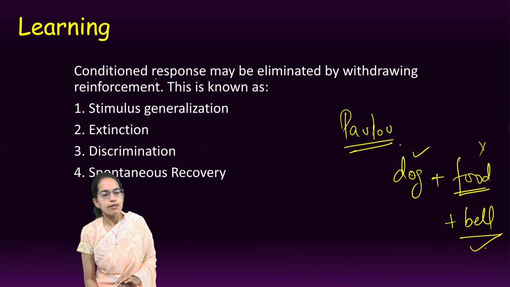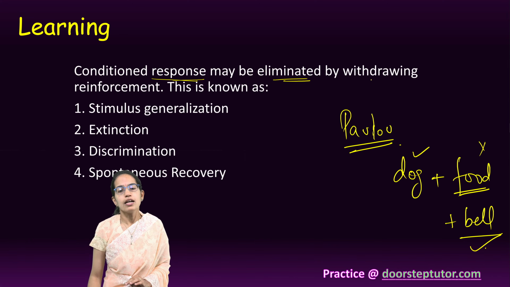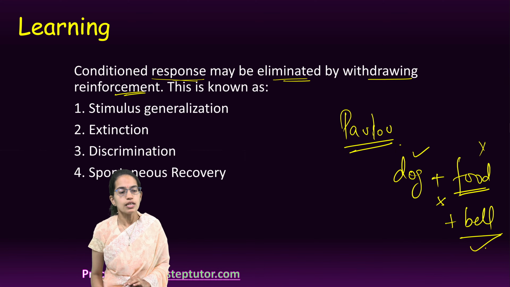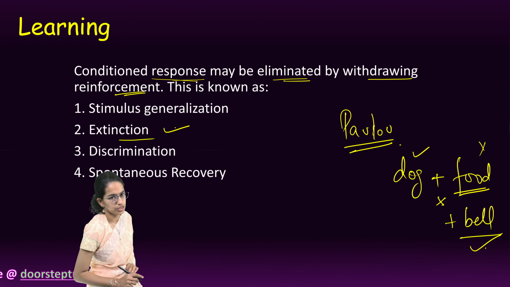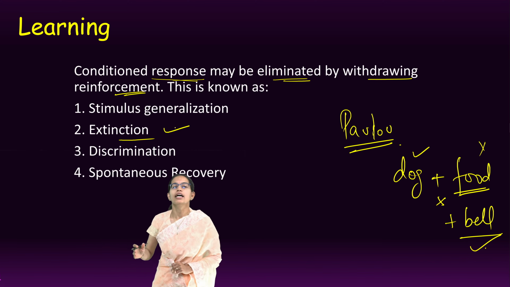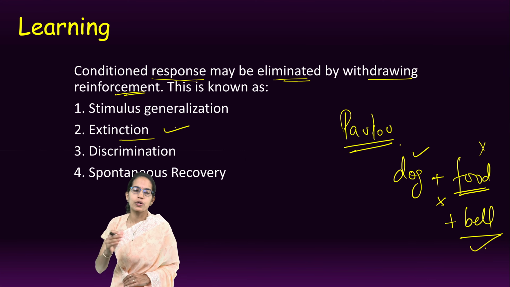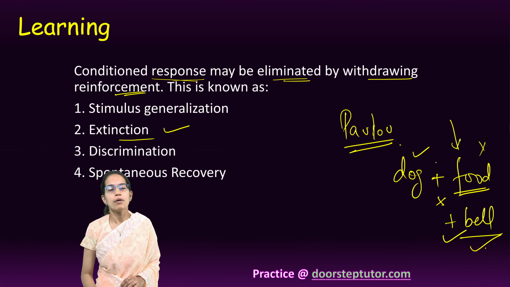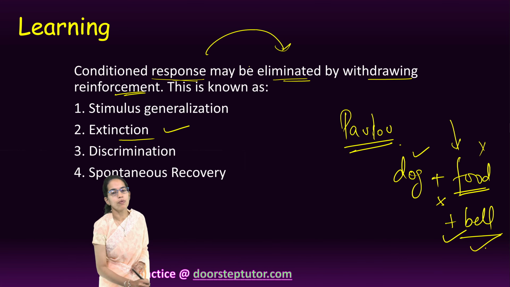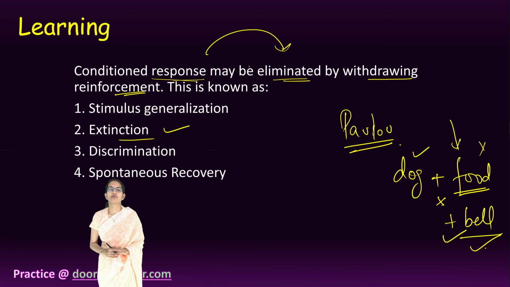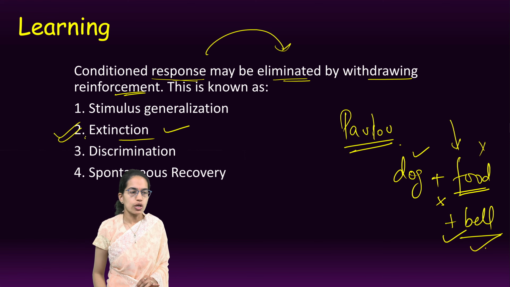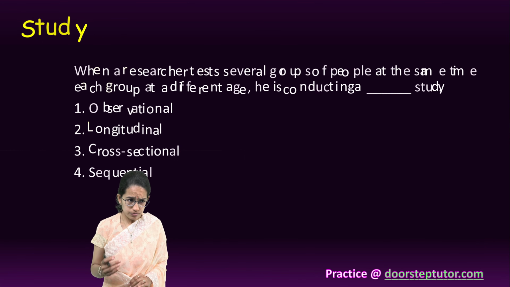Now what happened if this conditioned response is eliminated by withdrawing the reinforcement? So we eliminate this kind of response which is created. This would ultimately lead to extinction. So if it happens once, twice, thrice, ultimately what would happen? The dog would no more respond, or the dog won't salivate anymore on the sound of the bell if no food is provided. That means if the conditioned response is eliminated by withdrawing the reinforcement, which was the food, this would ultimately lead to extinction. So again, a very important concept under learning.